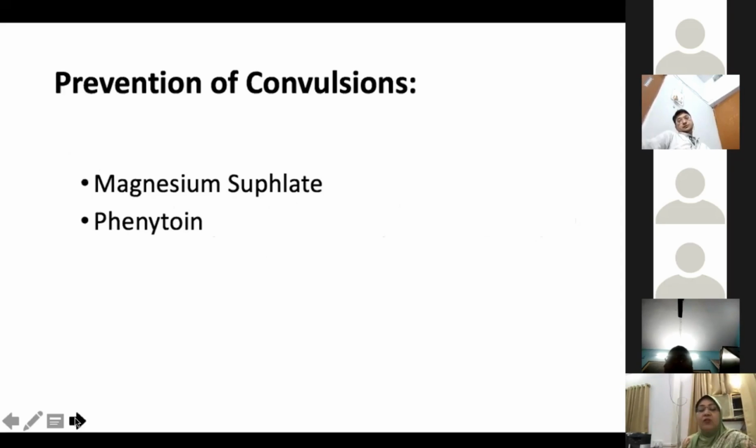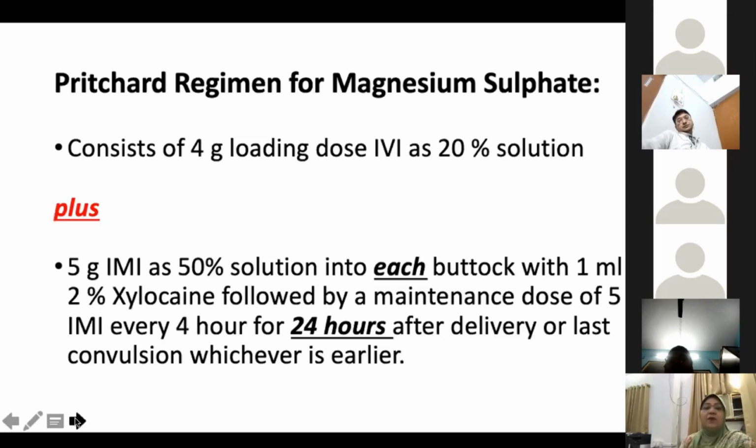Now the second aim was to prevent the convulsions. For that we will use the Pritchard regime. It consists of 4 grams of loading dose IV as 20% solution. You can use 2 regimes. One is where the maintenance dose is intramuscular. Another one is where you have to give it IV. But you start with IV in both the cases. So 4 gram loading IV as 20% solution.